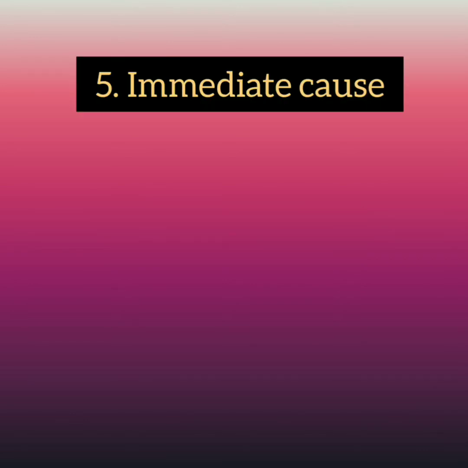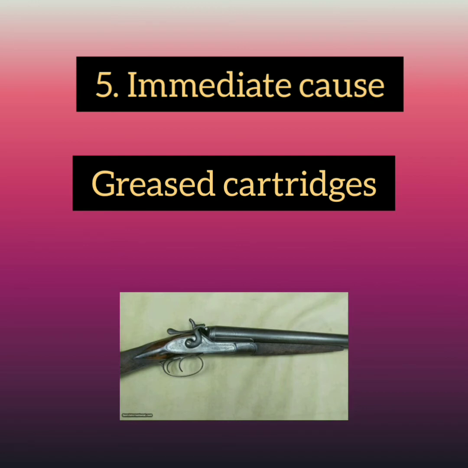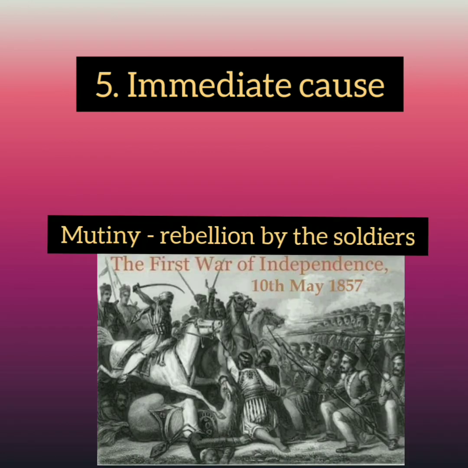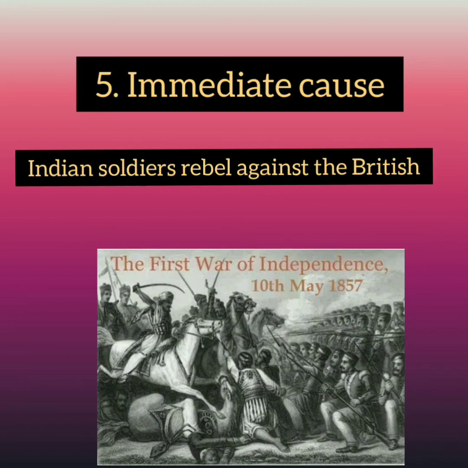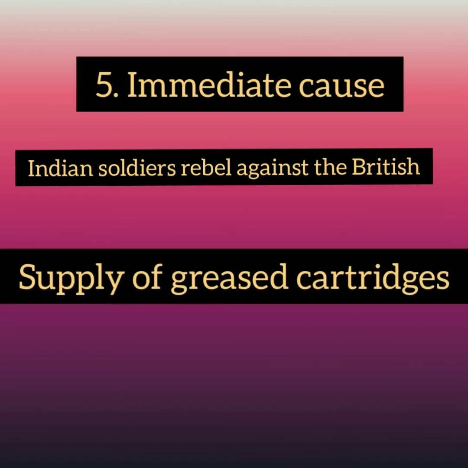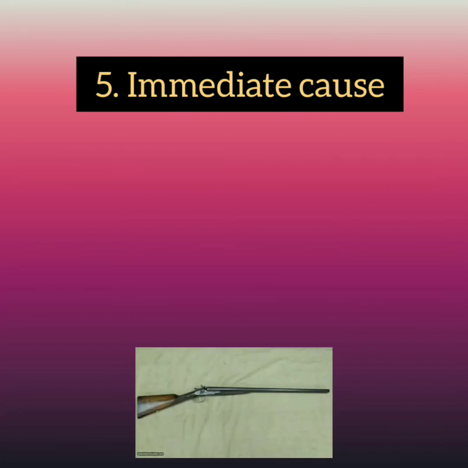Now the last point, immediate cause. The greased cartridges supplied for the new Enfield rifles were the immediate cause for the mutiny. Mutiny means rebellion by the soldiers. The Indian soldiers rebelled against the British because of the supply of greased cartridges for the new Enfield rifles, because the cartridges had to be bitten off before insertion.